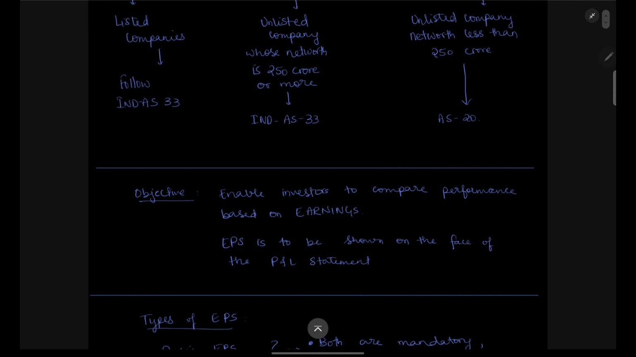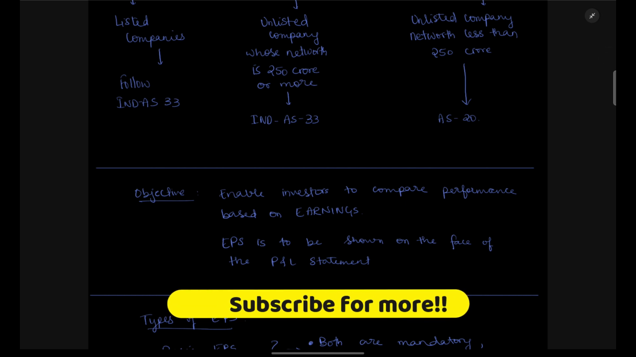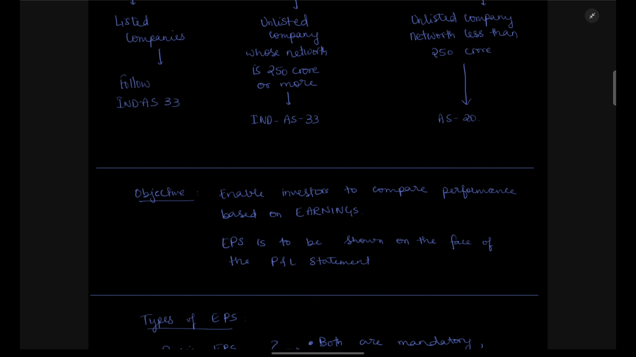Next, objective. What is the objective of earnings per share? See, not everybody is an expert in analysis of financial statements. So the most basic way of measuring performance will be through the EPS. For that reason, this particular standard was brought in. It is to enable the investors to compare performance based on earnings.